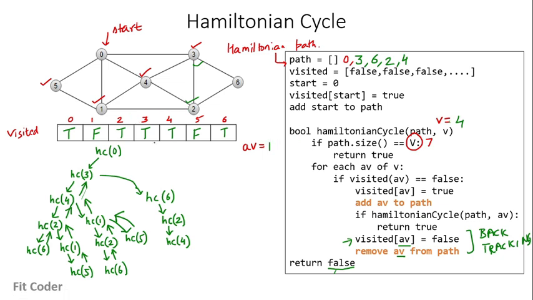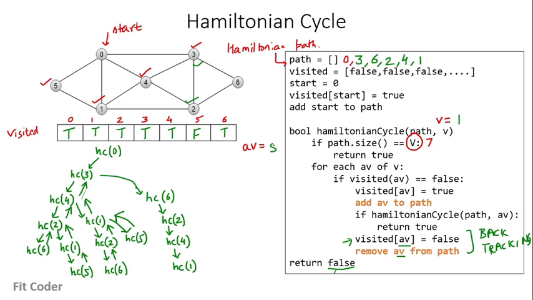And we mark visited of 1 as true, and we add 1 to the path. And then we invoke Hamiltonian cycle for the vertex 1. So V is equal to 1. We check size of the path array, it is still not equal to 7, and we check the adjacent vertices for 1. For 1, adjacent vertices are 0, 4, 2 and 5. 0, 4, 2 are already visited, so only vertex left is 5.